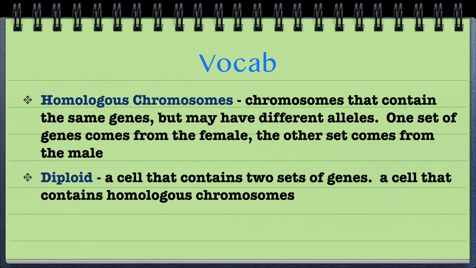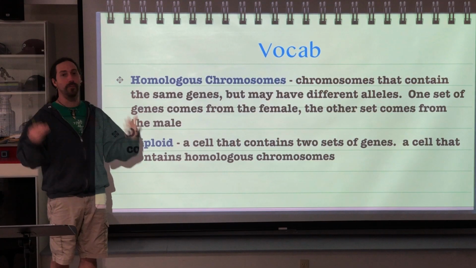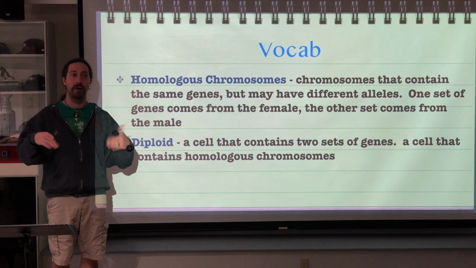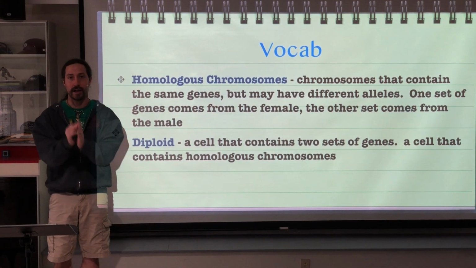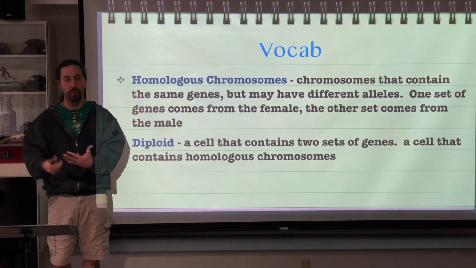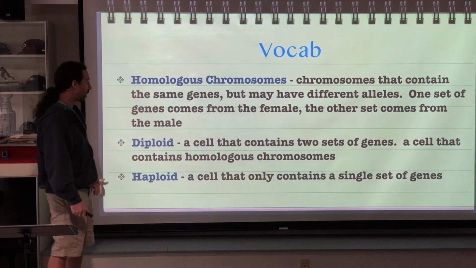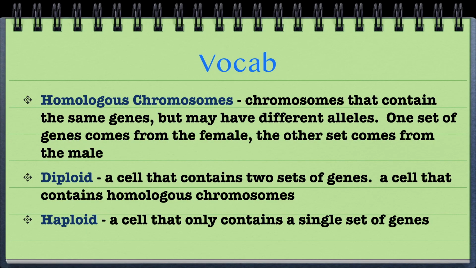We have 2 sets of each gene because we have 2 of each chromosome that we got from our parents, all right? So because we got these different chromosomes from our parents, we are diploid. We don't have 1 set of genes, we have 2. Haploid just means a cell that contains only 1 set of those genes.